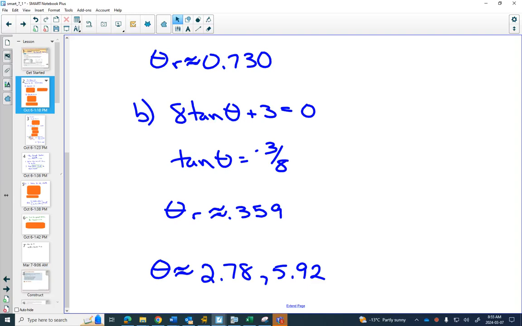Does someone have it? What's after the 8? A 3? And what's after the 2? A 5. Perfect.